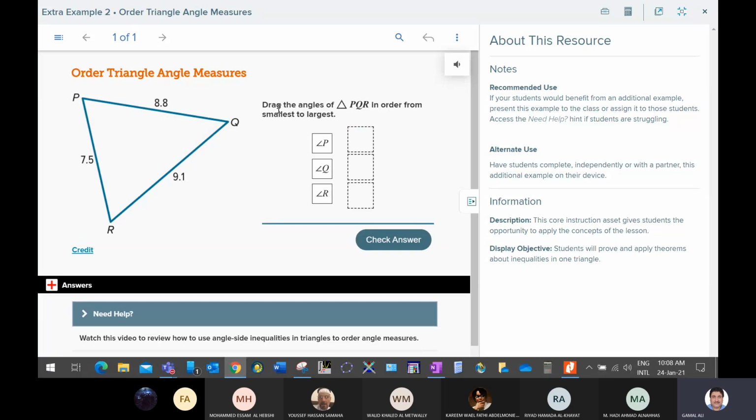Okay. Drag the angles of the triangle in order from smallest to largest. The smallest side is PR, so the smallest angle is angle Q. Then PQ, so the angle R. Then RQ, so it's angle P. Okay. Can we check? Now it's correct. We didn't change anything.